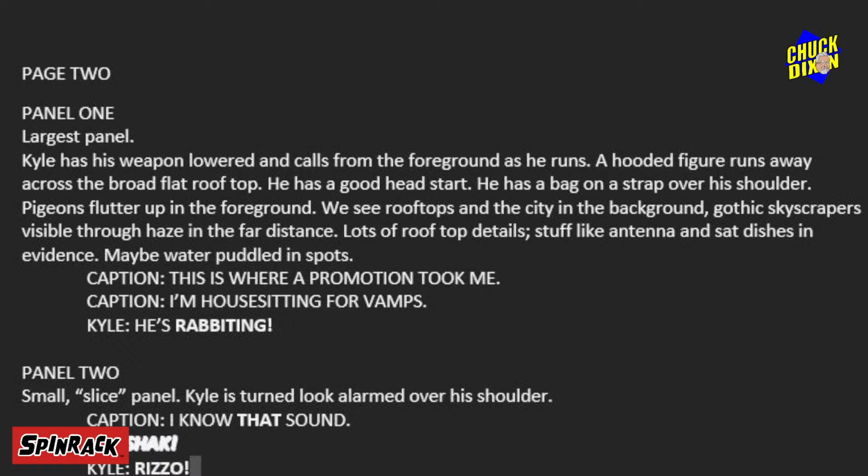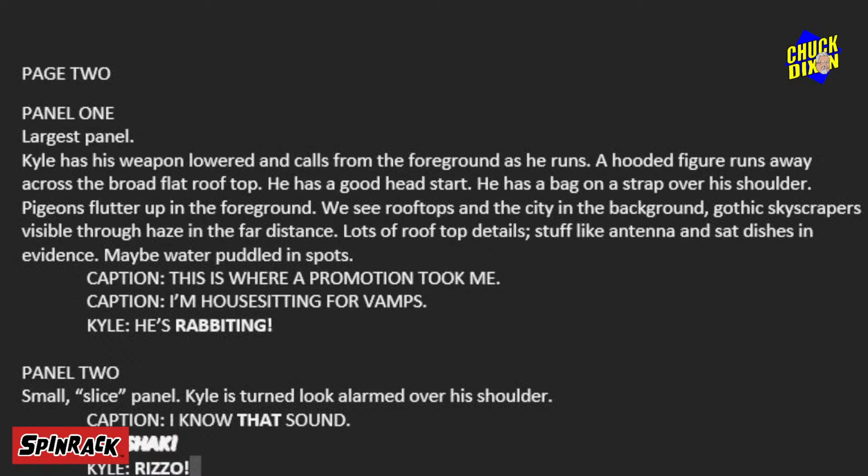Basically I write, Kyle has his weapon lowered, calls from the foreground as he runs. A hooded figure runs away across the broad, flat rooftop. He has a good head start. He has a bag on a strap over his shoulder. Pigeons flutter up in the foreground. We see rooftops in the city in the background, Gothic skyscrapers visible through haze in the far distance. Lots of rooftop details, stuff like antenna and sat dishes in evidence, maybe water puddled in spots.